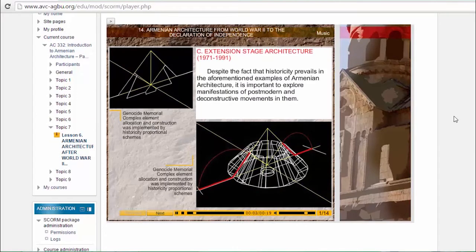Extension stage architecture, from 1971 to 1991. Despite the fact that historicity prevails in the aforementioned examples of Armenian architecture, it is important to explore manifestations of postmodern and deconstructive movements in them.